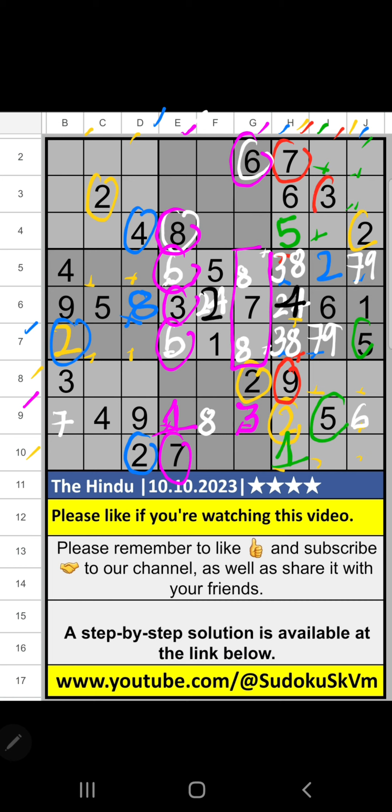Column I, we have 3. 8th row also we have 3. So 3 can't come in these cells. Then 3 is confirmed here.